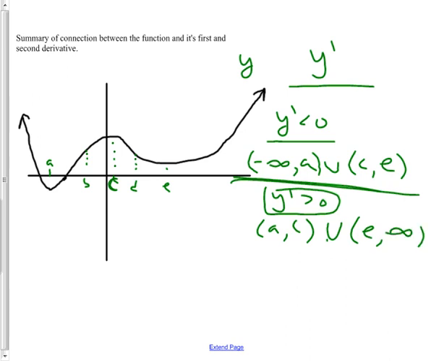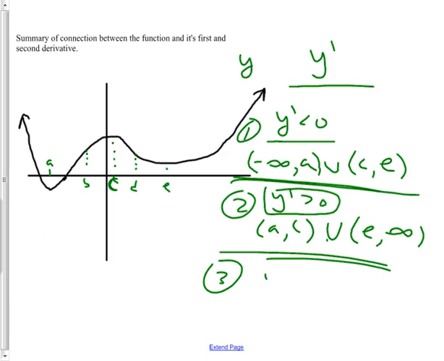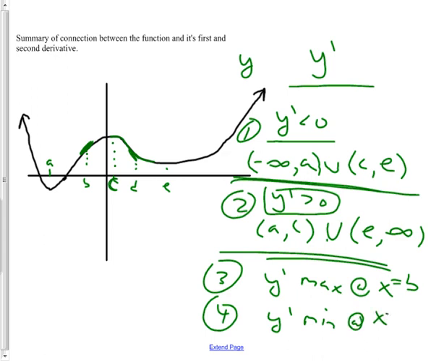What else can we know about y prime? Here's the third thing: y prime is going to have a maximum when we have a point of inflection right here. That's the steepest it's going to be in that local area, so at x equals b. And it's going to have a minimum right there. So it's steeper, steeper, steeper, that's the steepest point, and then it gets shallower and shallower. So y prime is going to have a min at x equals d.